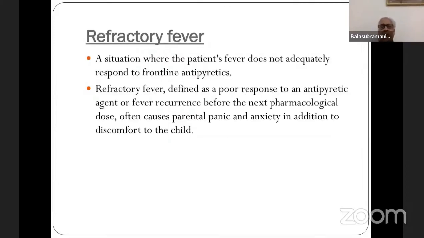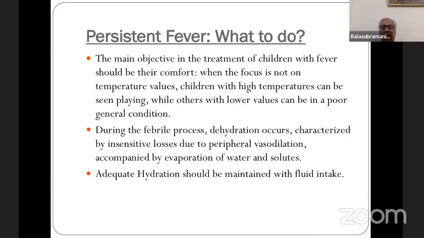There are some situations when you give the frontline antipyretic, paracetamol or sometimes even ibuprofen, there is poor response. And even before the next pharmacological dose, the fever climbs up again. This causes a lot of parental panic and anxiety, other than causing discomfort. And there is a term which is used called refractory fever, where you give a frontline antipyretic, within 4 hours it doesn't respond, the child has discomfort. What do you do in such a situation?